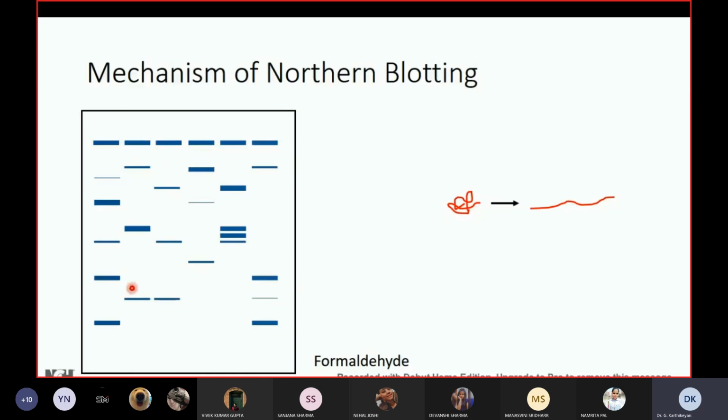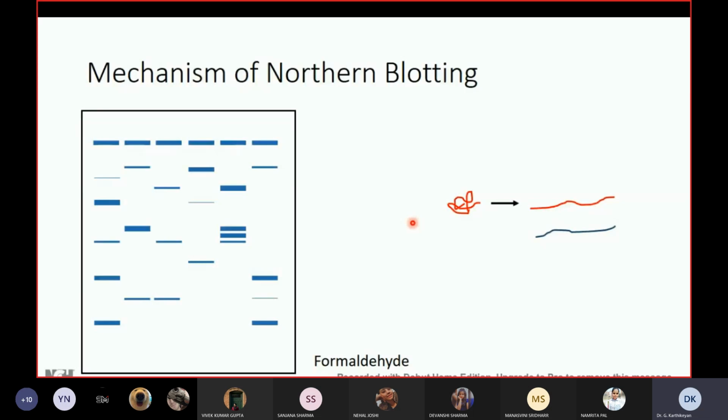Let's say that these are the samples separated. Then the secondary structure of the RNA will be denatured to a primary structure, which can then be detected by the probe that I designed for this sequence.